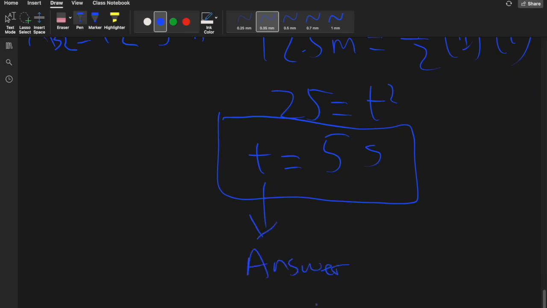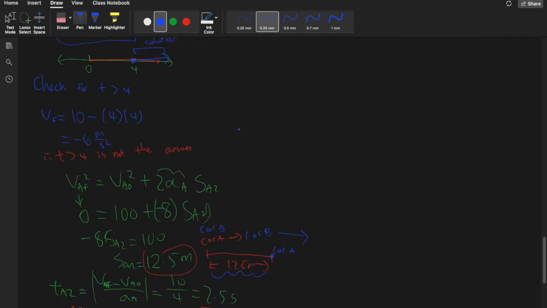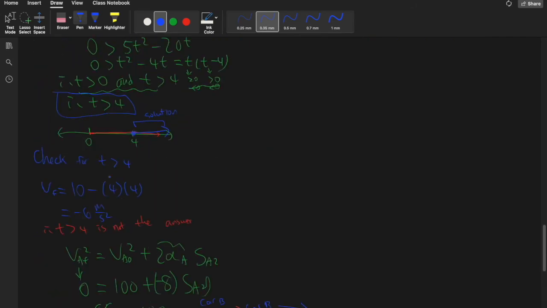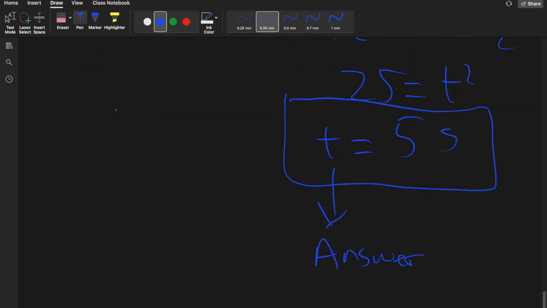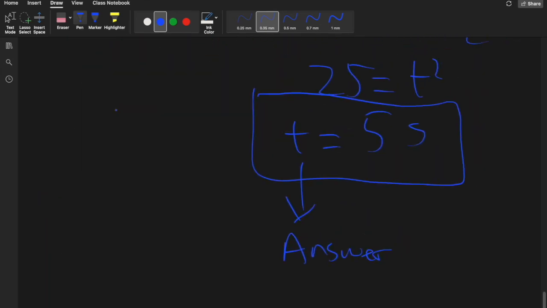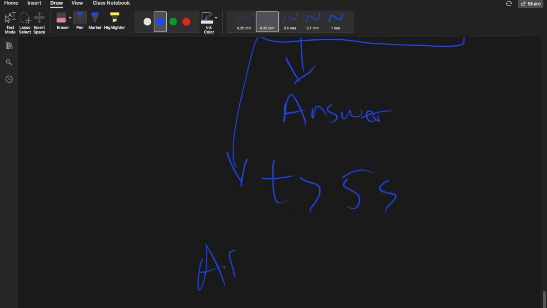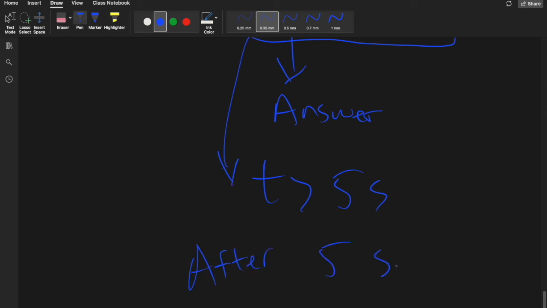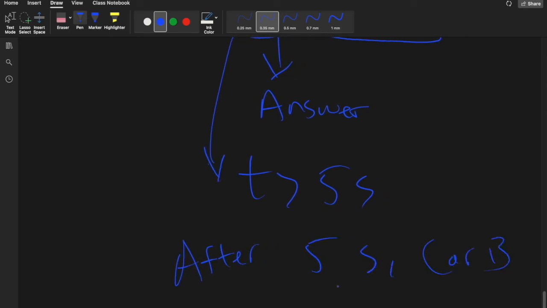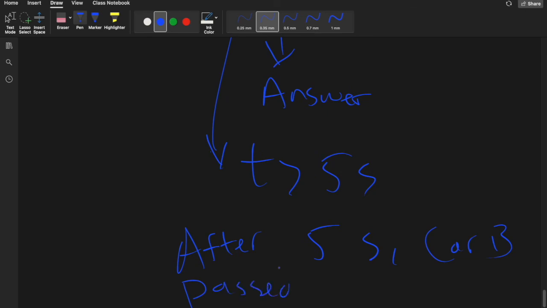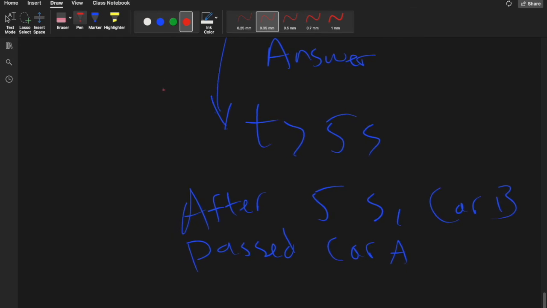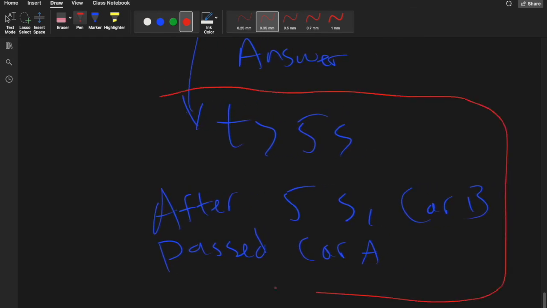So this problem is a little bit tricky because you have to check the answer of t greater than 4. So let me just rewrite this answer a little bit, so t greater than 5 seconds. Let me write it in this way. So after 5 seconds, car B passes car A. So let me just circle this. So this is your final answer.